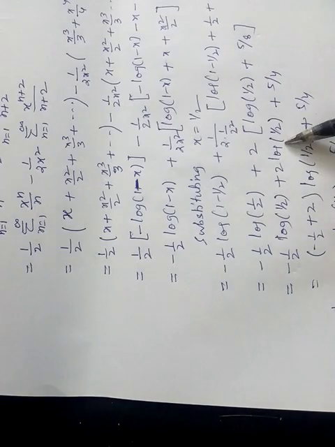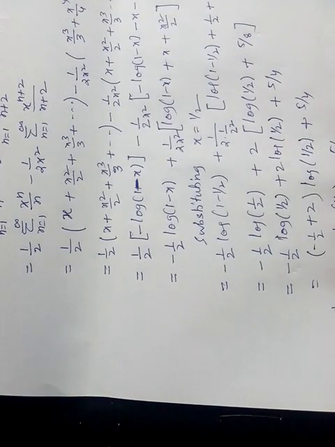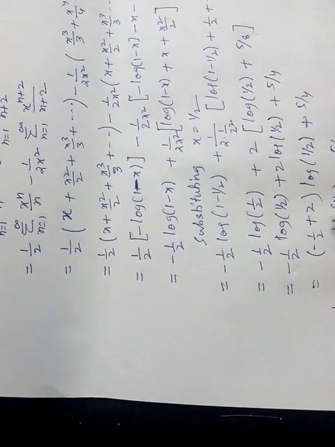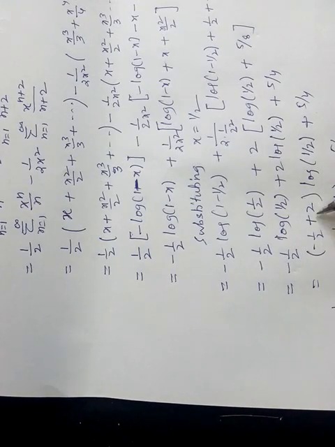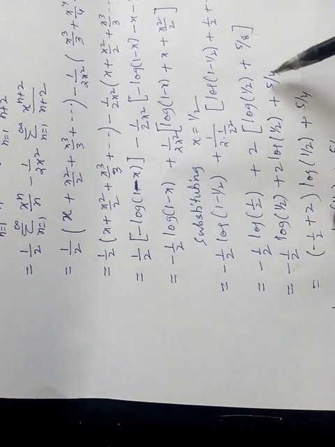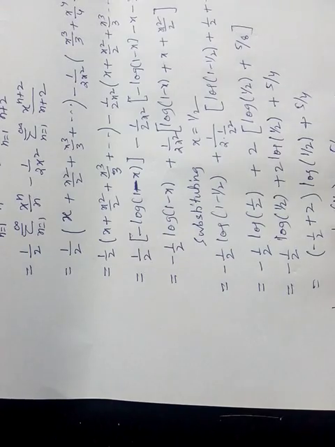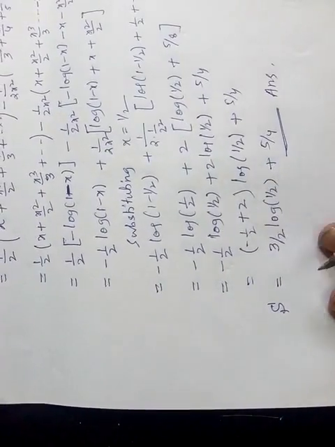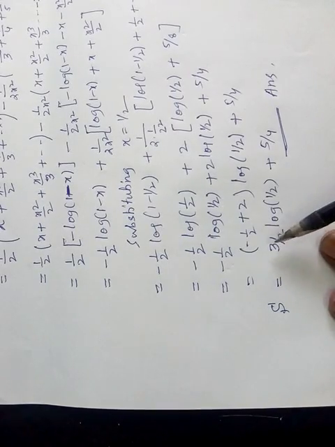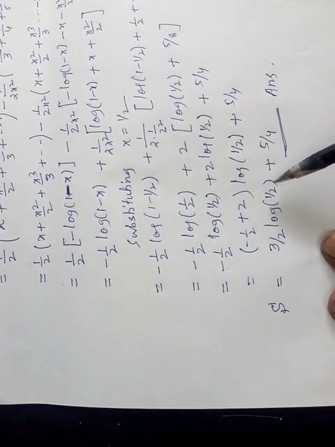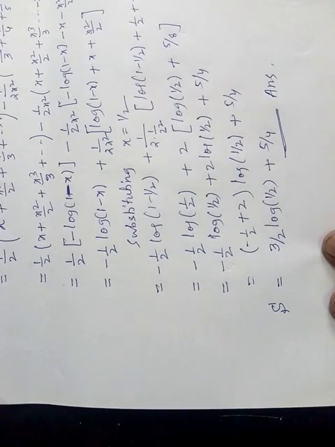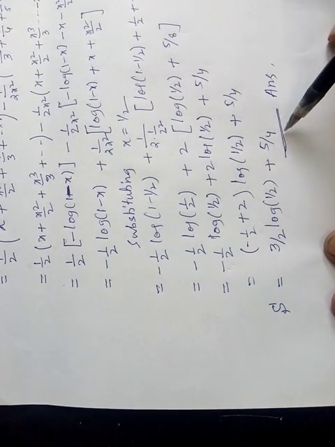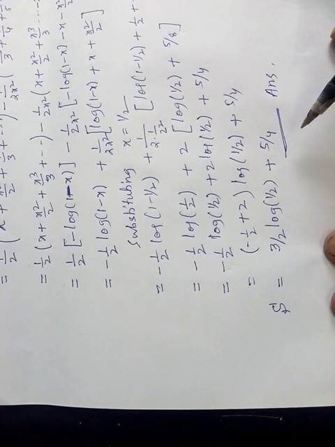In these two terms you can take log 1 by 2 common, in the bracket minus 1 by 2 plus 2 will remain and plus 5 by 4 you will write as it is. Now simplify this one, you will get finally S is equal to 3 by 2 log 1 by 2 plus 5 by 4. So this is called the sum of the given series.